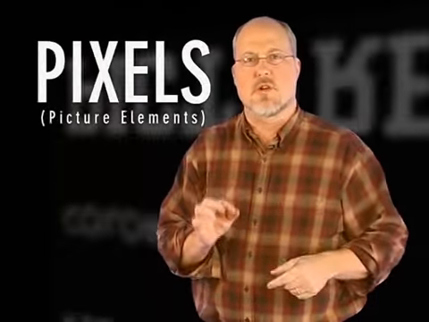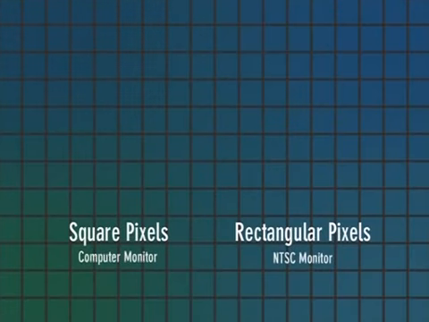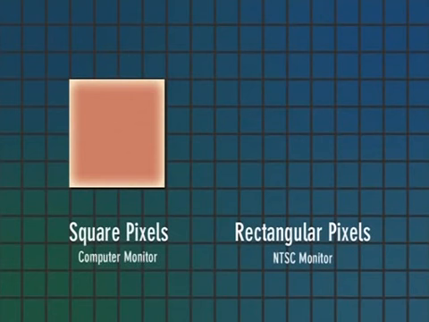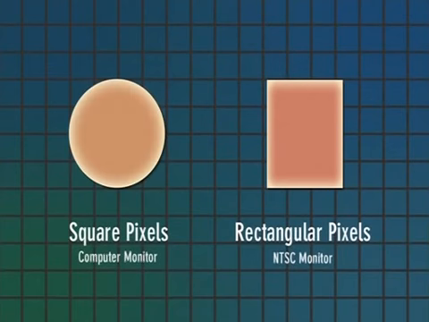Okay, one last important thing to worry about with video. An image is made up of a bunch of little squares of data called pixels, which is short for picture elements. But unlike your computer monitor, most video formats don't use square pixels. They use rectangles.